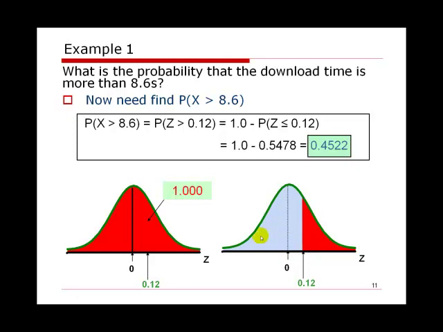We know the normal distribution table gives us a probability on the left side, but we're looking for the probability that x is greater than 8.6, not less than. But we know the total is 1, so we can use 1 subtract the left side value to get the right side value. So probability x greater than 8.6 equals the probability z greater than 0.12, which equals 1 minus the probability z is less than 0.12. Eventually, it gives us a probability of 0.4522.